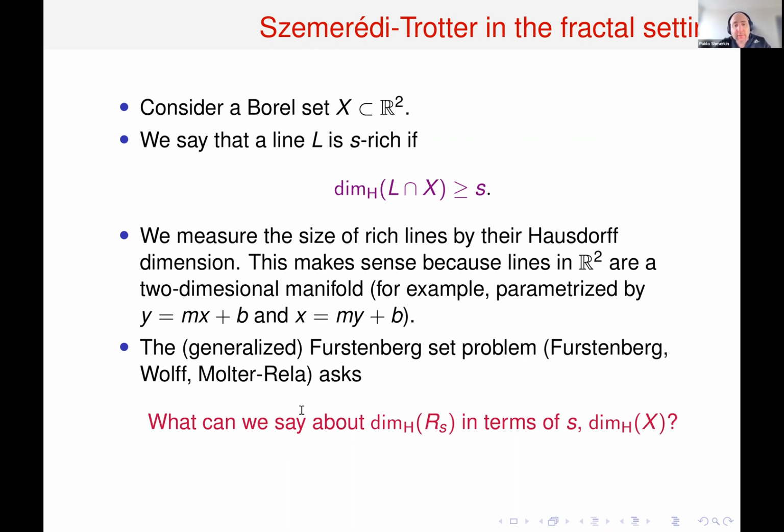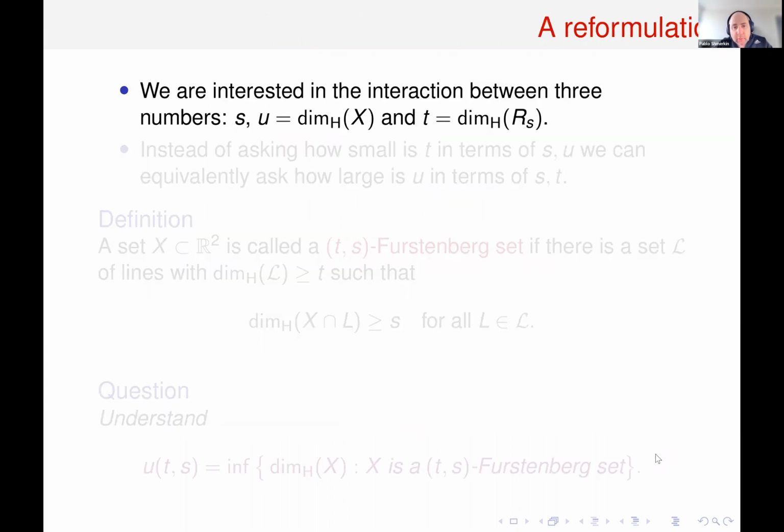So the question is, is there an analog of Szemerédi-Trotter in this setting where we count things by dimension? We would like to say that there are not too many rich lines in terms of S, the richness parameter, and the size of X measured by Hausdorff dimension. I think this is a quite straightforward analog of Szemerédi-Trotter if you want to do fractal geometry. Normally the problem is not stated in this way, so I'm going to move on to the way it's usually stated, but I want to emphasize that it's really the same problem.